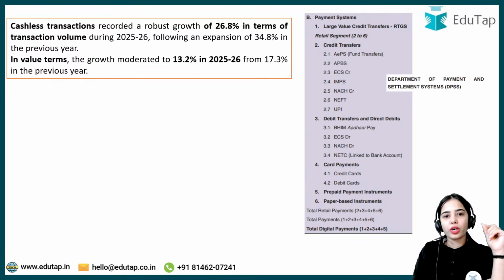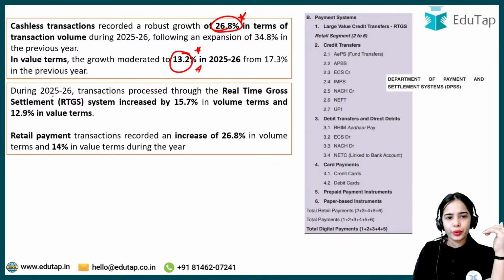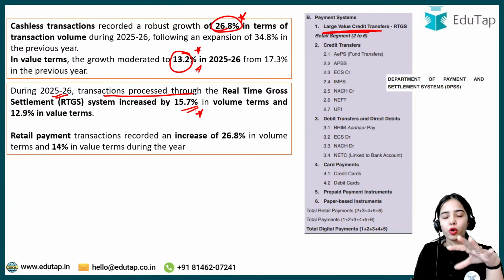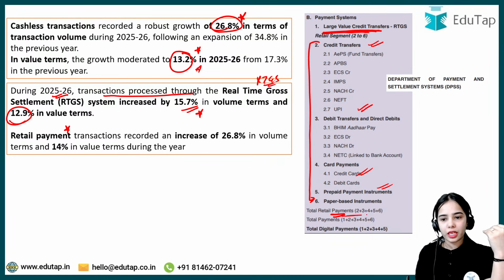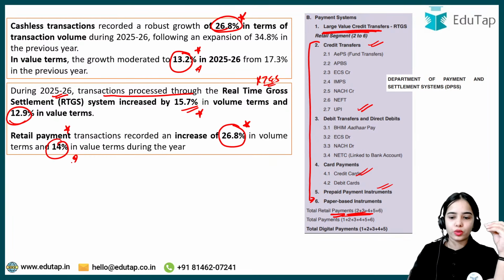Now, cashless transactions recorded robust growth of 26.8% in terms of volume, while in terms of value, cashless transactions increased by 13.2%. During 2025-26, the transactions processed through the real-time gross settlement, which is considered the large value credit transfer, increased by 15.7% in volume, while the value increased by 12.9%. The rest comes under retail payments, that is credit transfers, debit transfers, card payments, and prepaid payment instruments. These come under retail payment transactions, which recorded an increase of 26.8% in volume and 14% in value.